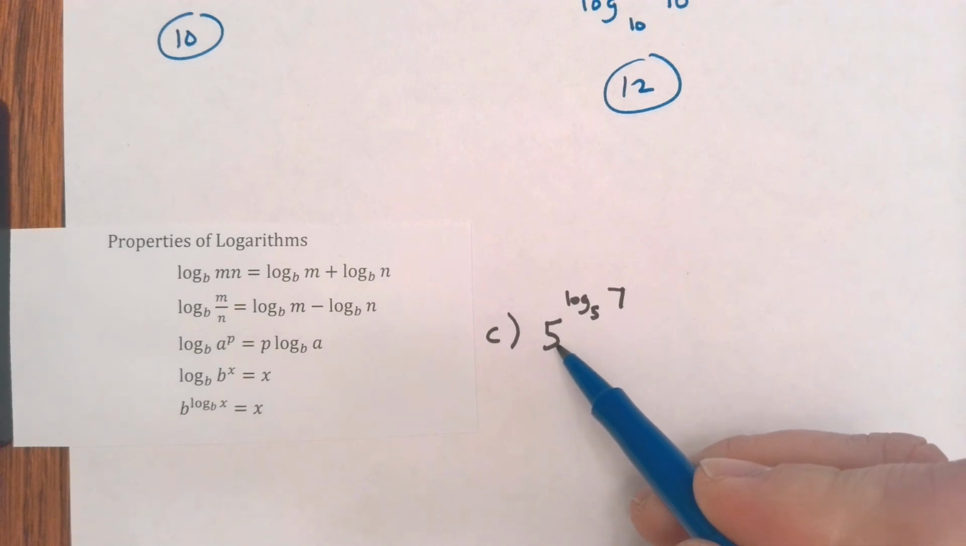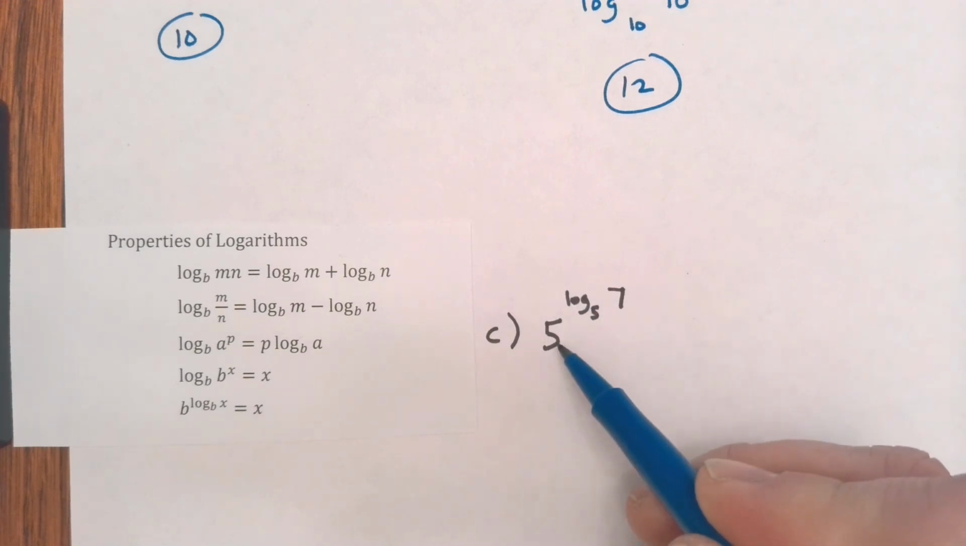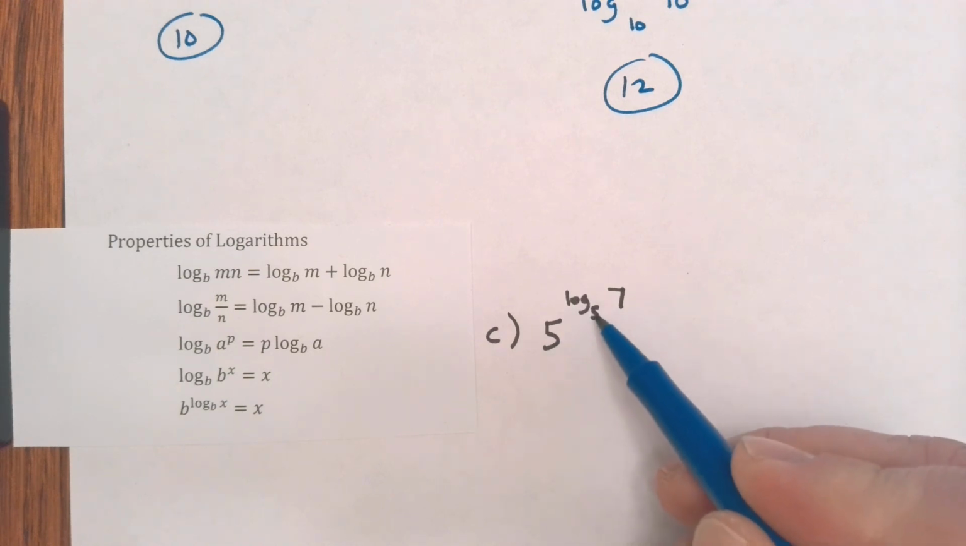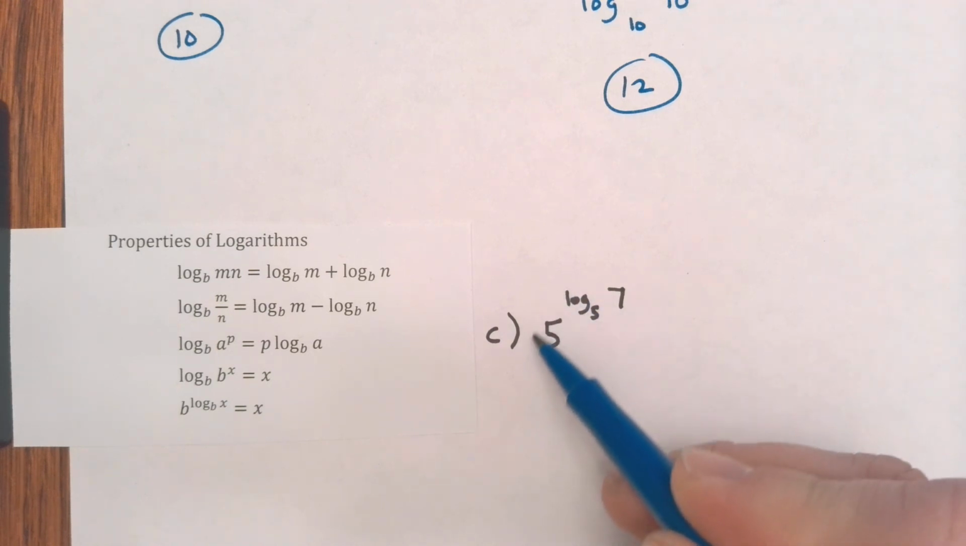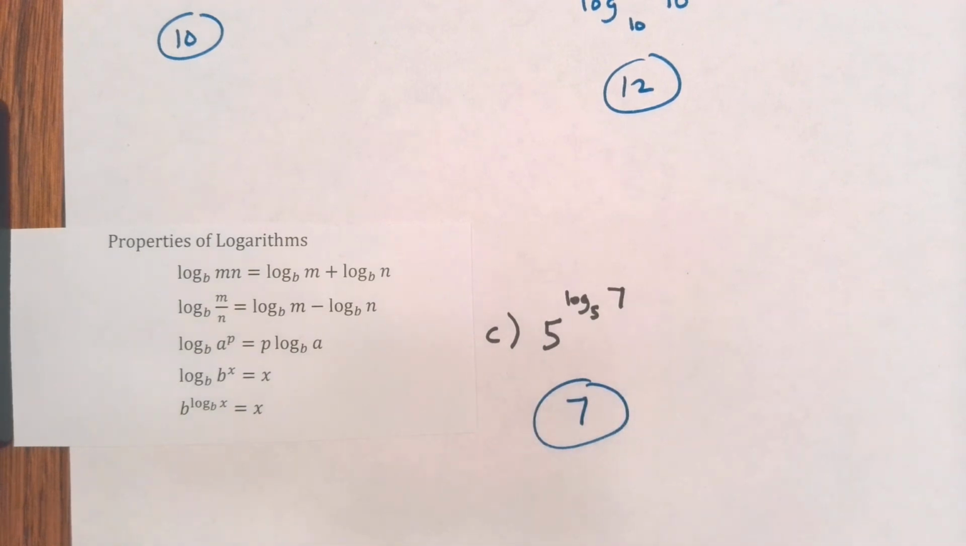So here we have a 5. The exponent is log base 5 of a value. Because the base of our exponent is 5 and the base of our log is 5, all of that with the log will cancel out, and we will just get a final answer of 7.